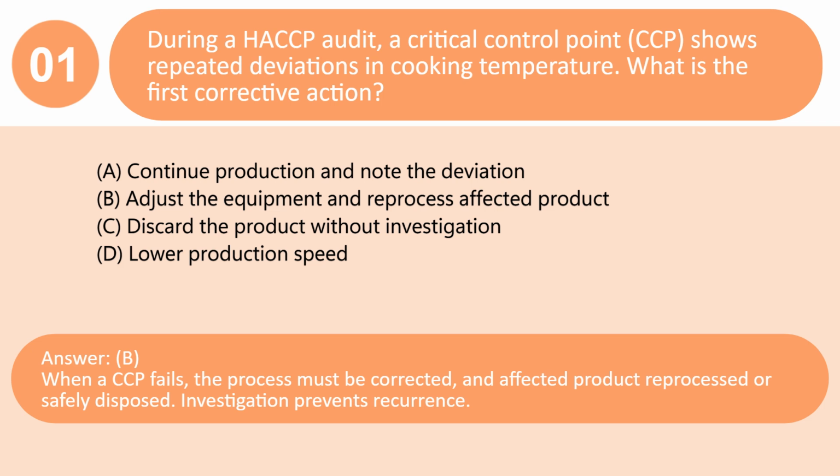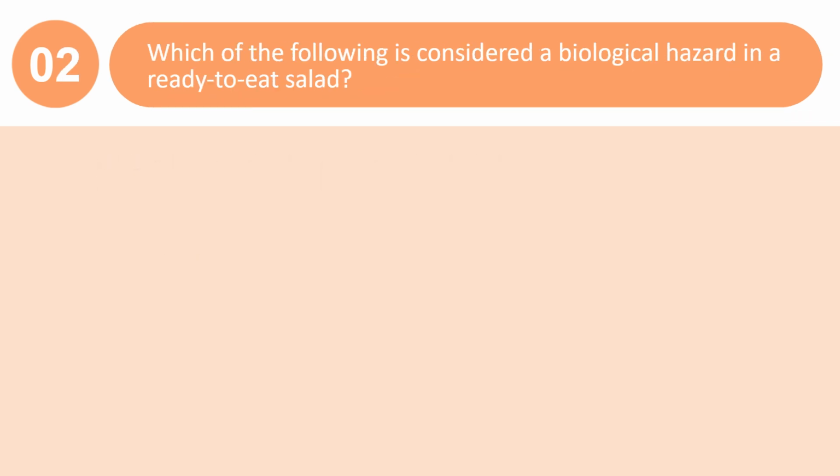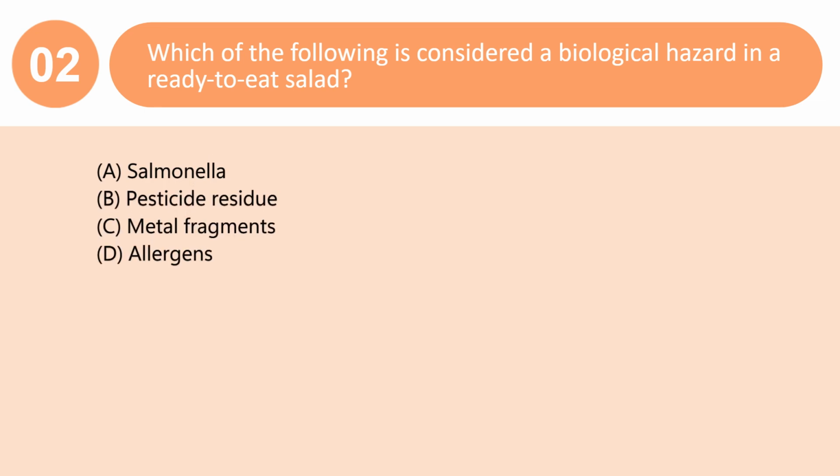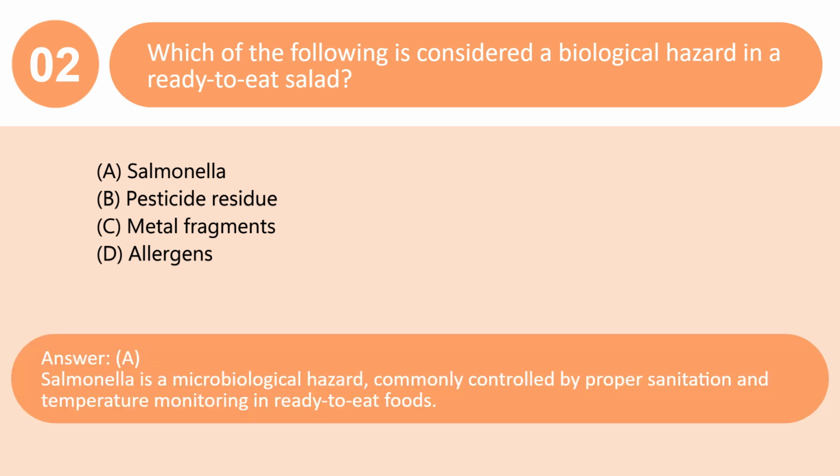When a CCP fails, the process must be corrected and affected product reprocessed or safely disposed. Investigation prevents recurrence. Which of the following is considered a biological hazard in a ready-to-eat salad? A. Salmonella. B. Pesticide residue. C. Metal fragments. D. Allergens. Answer: A. Salmonella is a microbiological hazard, commonly controlled by proper sanitation and temperature monitoring in ready-to-eat foods.